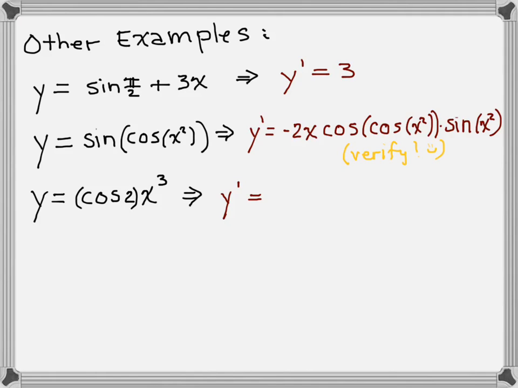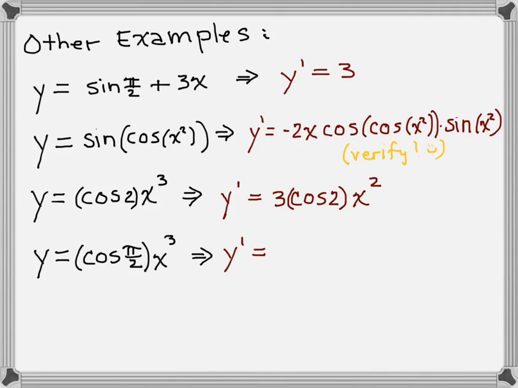What about this one? This is not a composite function. This is just cosine of 2, which is just a number, times x cubed. So we can just take the derivative of that using the power rule. Whether you write 3 times cosine 2 times x squared or cosine of 2 times 3 times x squared, doesn't matter. Same thing. What about this one? It looks just like the one above it, so shouldn't it be just 3 times cosine of pi halves times x squared? Well, yeah, but it also could be 0.